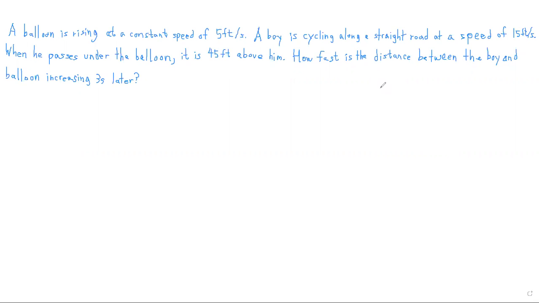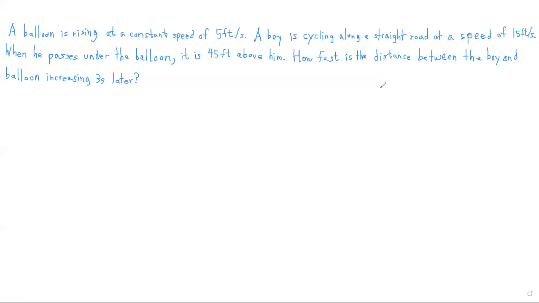I'm doing a related rates problem, and I'm going to show you an example of what a typical problem looks like and my typical solution of solving it. So here we have a balloon rising at a constant speed of 5 feet per second. A boy is cycling along a straight road at a speed of 15 feet per second. When he passes under the balloon, it is 45 feet above him. Now, the question is, how fast is the distance between the boy and the balloon increasing 3 seconds later?